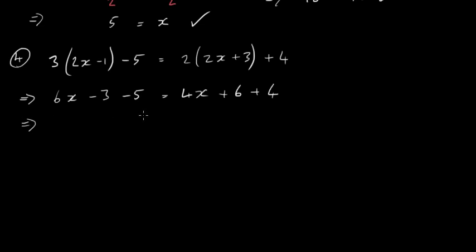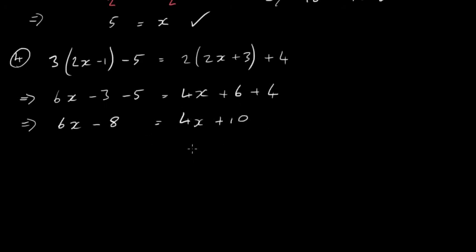Okay, so let's do all of this again. So we have to get rid of this 4x from the right hand side. Oh well, actually, you know what we'll do first? We'll add these numbers first of all. So we have 6x minus 3 minus 5 is minus 8. Over here we've got a 4x. 6 plus 4 will give us 10.